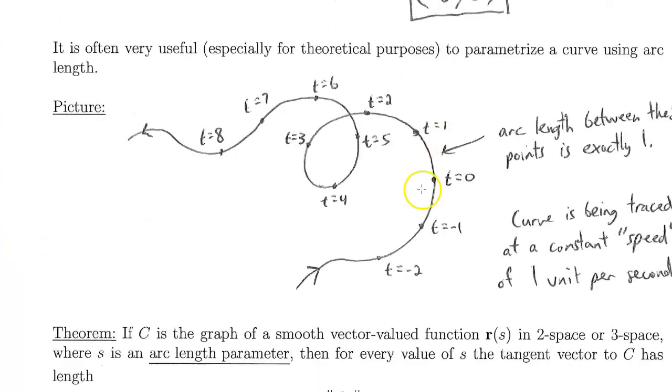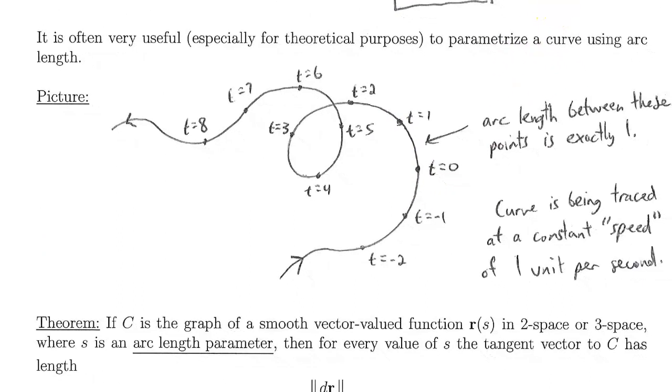Now it's often useful, especially for theoretical purposes, to parameterize a curve using arc length. To parameterize a curve using arc length means that when you look at where the curve is when t equals 0, where it is when t is 1, when t is 2, the distance between these two points is always 1. So you're moving along at a constant speed of 1 unit per second. If you have a curve where that's taking place, then that curve is said to be parameterized by arc length.